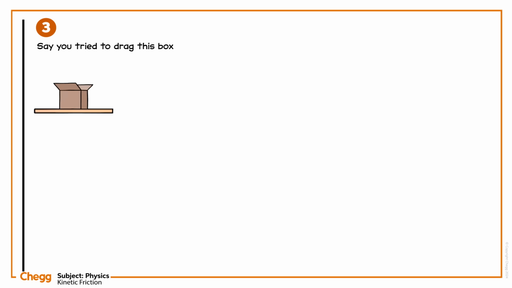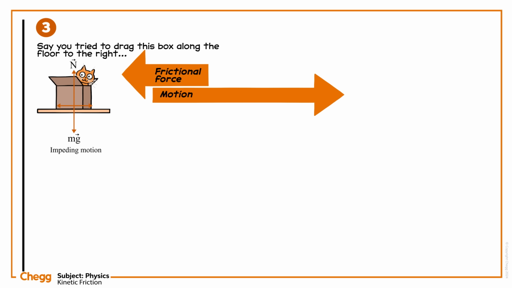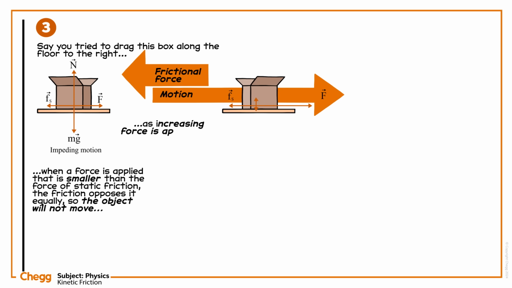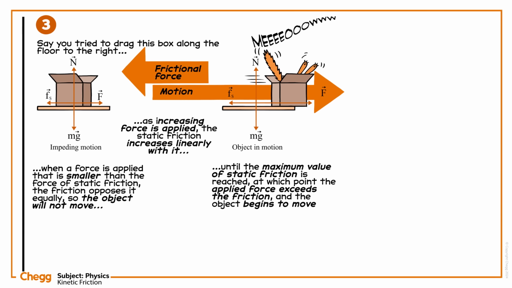Say you try to drag this box along the floor to the right. The direction of the frictional force is always opposite to the motion or impeding motion. So the direction of the frictional force would be to the left. When a force is applied that is smaller than the force of static friction, the friction opposes it equally, so the object will not move. As increasing force is applied, the static friction increases linearly with it. That is, until the maximum value of static friction is reached, at which point the applied force exceeds the friction and the object begins to move.